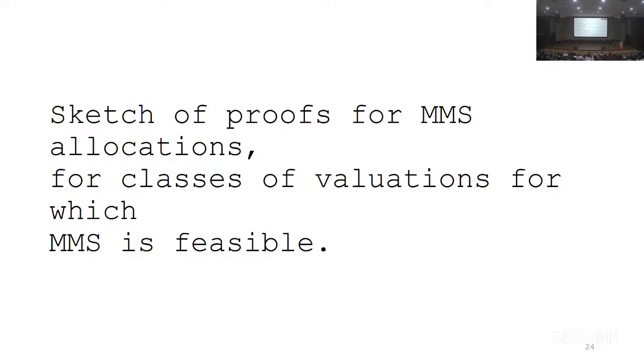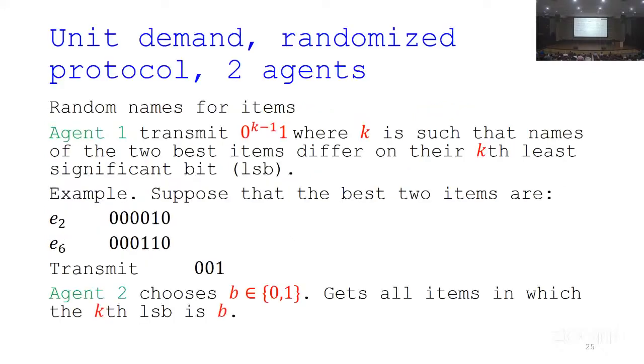Okay, so let's look at some sketch of proofs for MMS allocations for classes of evaluation for which MMS is feasible. So I said that for unit demand, you can do it with order 1 communication. So let's see how it goes. So let's start with the case of just 2 agents.